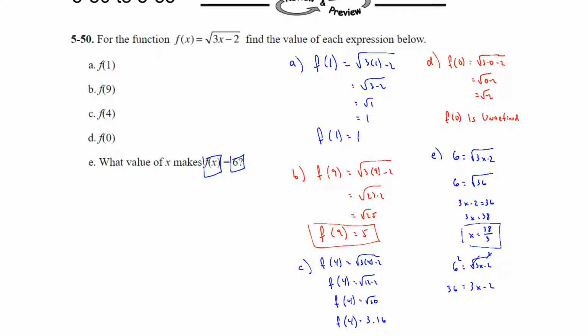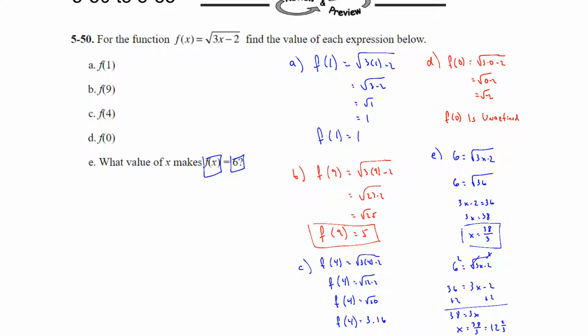Similar to what we did before, but before we were more just thinking about it. This way we're actually solving it using our inverse operations. Add 2, we get 38 equals 3x, divide by 3, and that would be 38 thirds again. And you could rewrite that as a mixed number if you wanted to. 12 would be 36, so 36 and then 2/3. So it would be 12 and 2/3. Either way is fine. But don't write it as a decimal because it would be a repeating decimal.